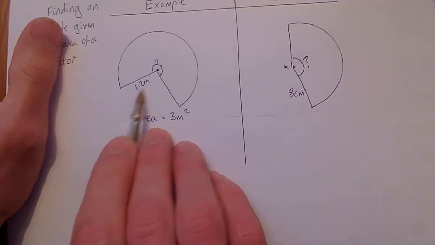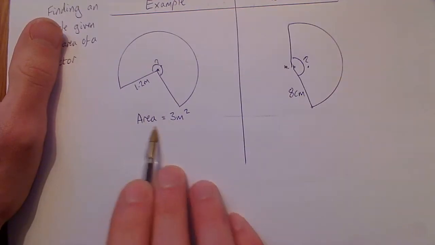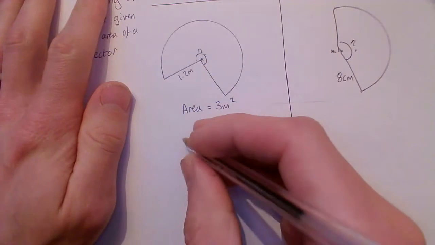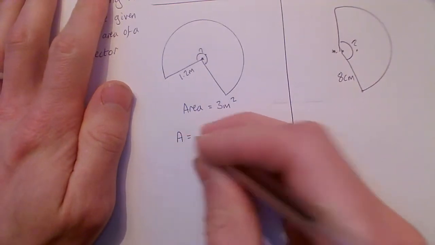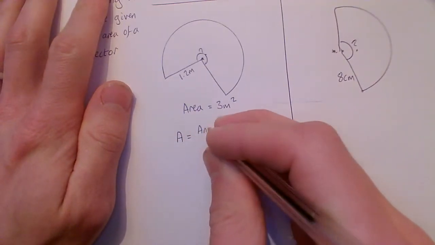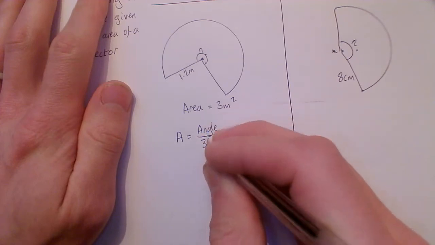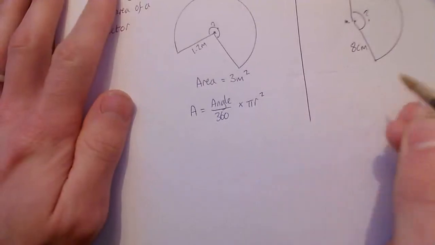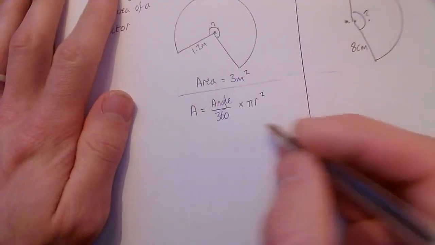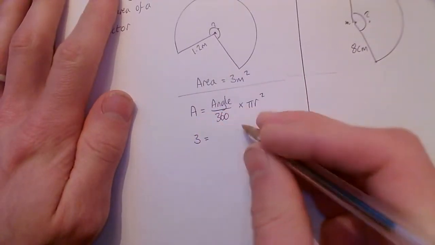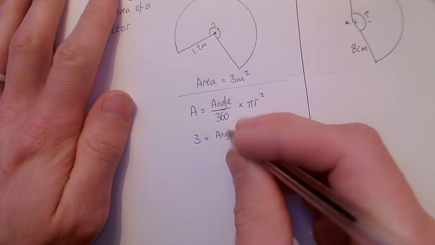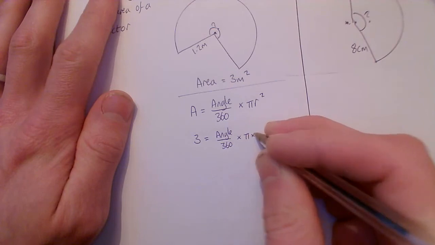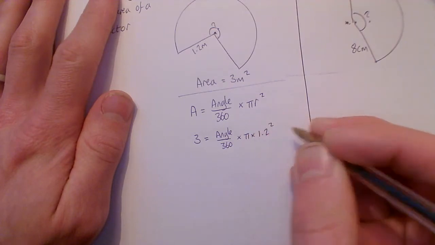So here's our example. We are given a radius of 1.2 meters and an area of 3 meters squared. It's always important you check which formula you're using. Here we're using A equals angle over 360 times pi r squared, and that's the one we're putting our information into. So we're putting 3 in as our area. We don't know the angle, but we do know we're doing pi times 1.2 squared.